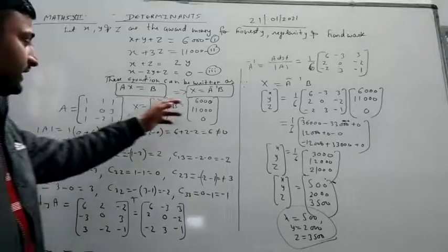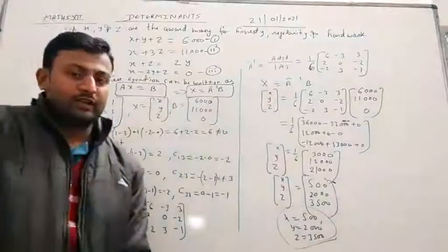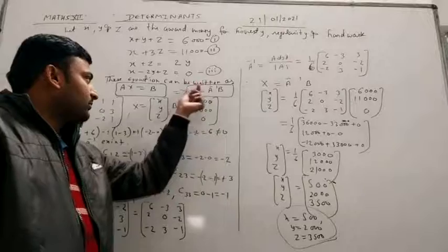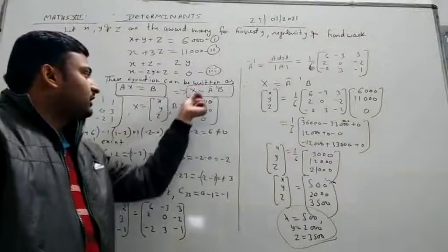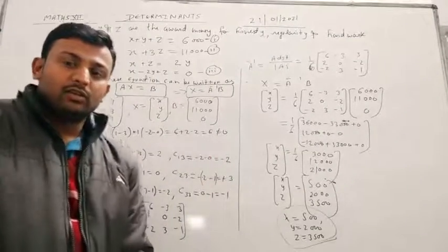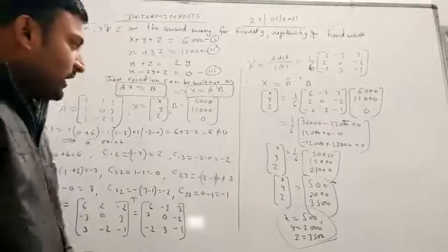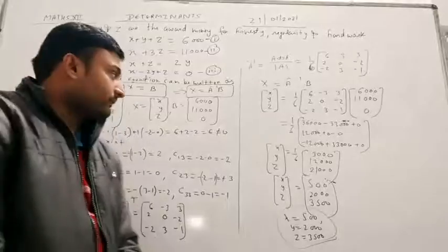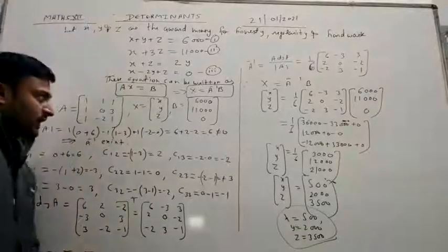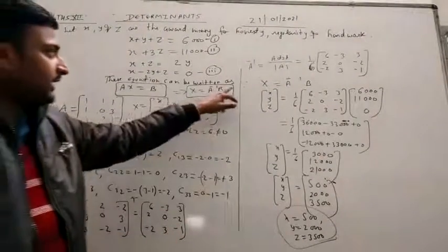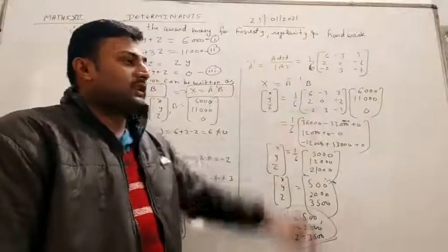Now student, we are saying that X is equal to A inverse B. We have X, we have B, but we don't have A inverse. So our target is to find out A inverse, then we can calculate our X, Y, Z. Okay, so to find A inverse, we know that A inverse is adjoint of A upon determinant of A.